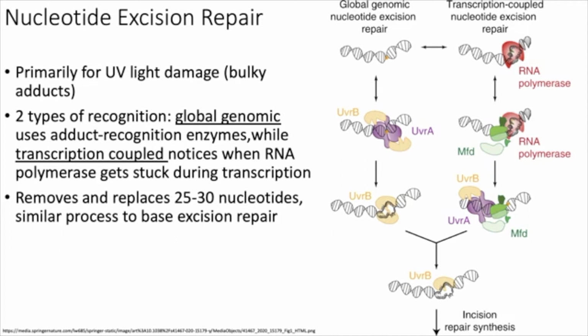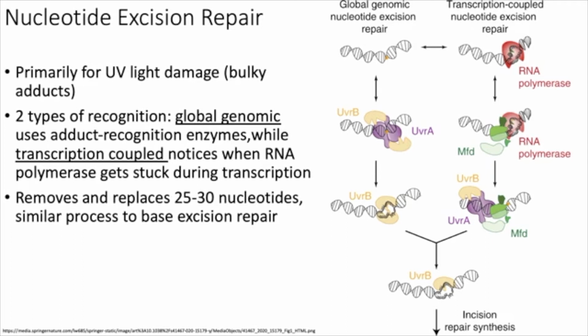And so we use 2 different ways to actually recognize that. Global genomic nucleotide excision repair just has special enzymes that look for dimers, basically, like thymine dimers. Now, what else you can do, so they're looking for it, but let's say they miss it, but let's say you're doing transcription, right?